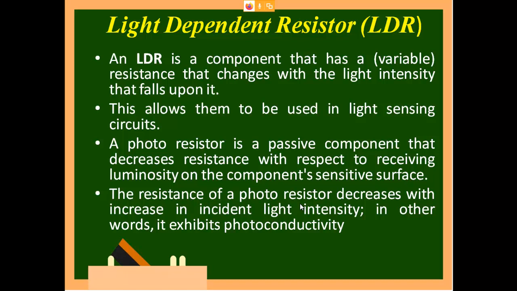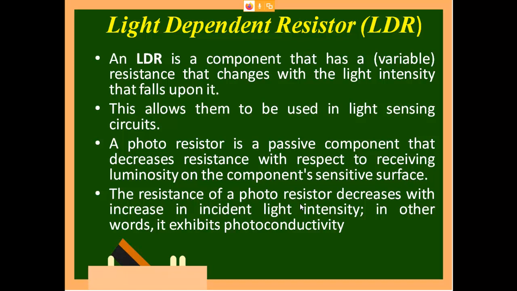So a photoresistor is a passive component. Again, it is not active, because you don't require any external source for the operation of your LDR. So it is a passive component. The resistance decreases with respect to the luminosity received on the sensitive surface of the compound. One surface will be glass, and on that surface alone you are supposed to give your light source.